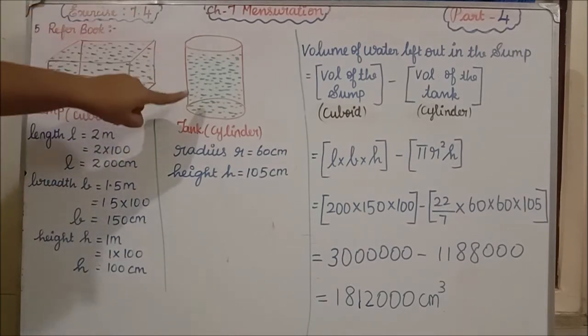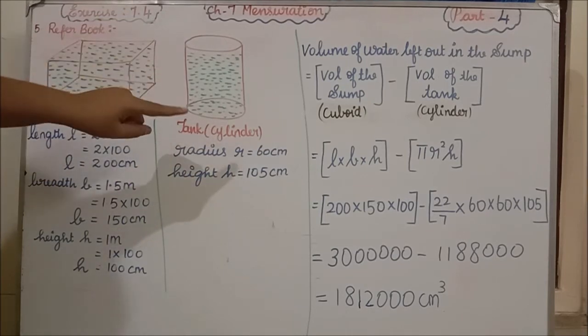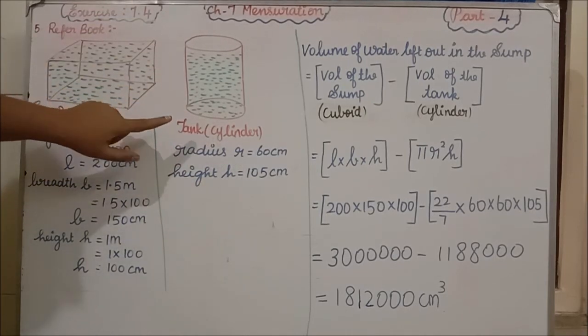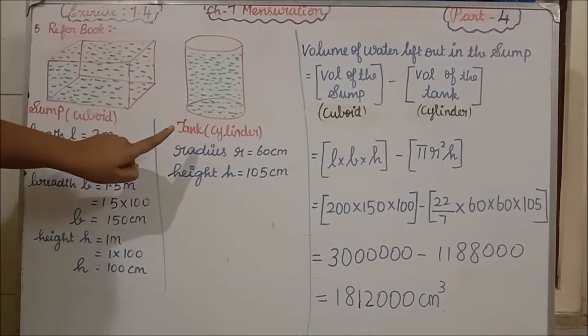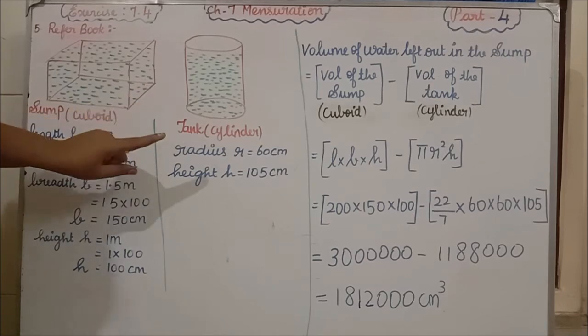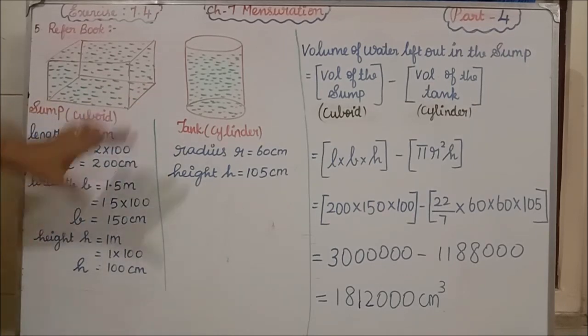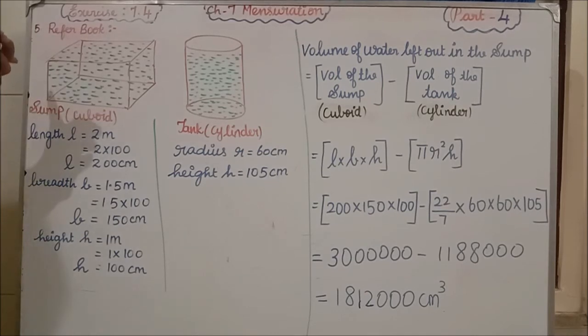The overhead tank means the cylinder. The overhead tank has its radius of 60 centimeter. Now the cylinder radius they have given is 60 centimeter and height 105 centimeter. Find the volume of the water left in the sump after the overhead tank has been completely filled with water from the sump which has been full initially.